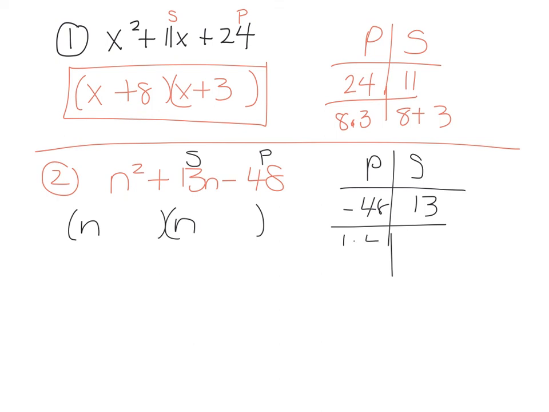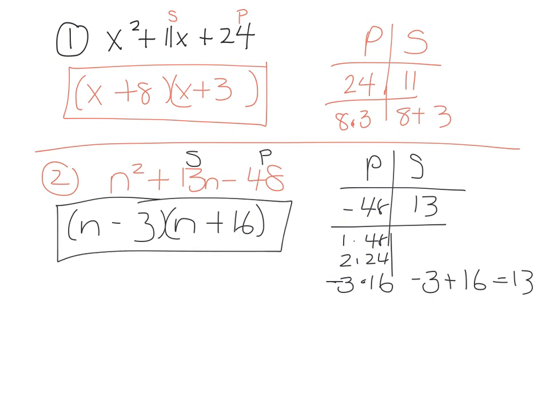It was 1 times 48, 2 times 24, 3 times 16. That actually will work. One of them has to be negative, and it's going to be the 3, because negative 3 plus 16 will give a positive 13. So that's minus 3 and plus 16. There's your answer.